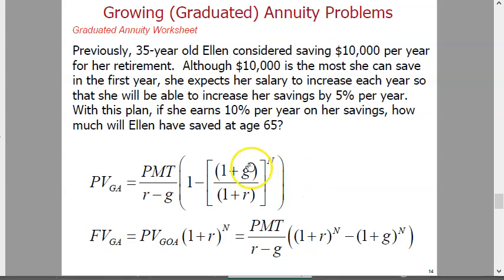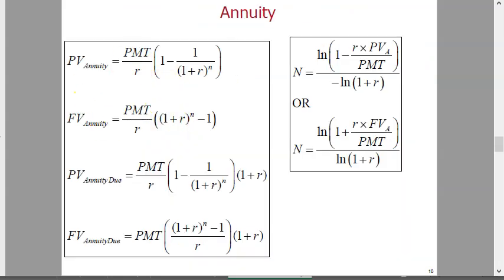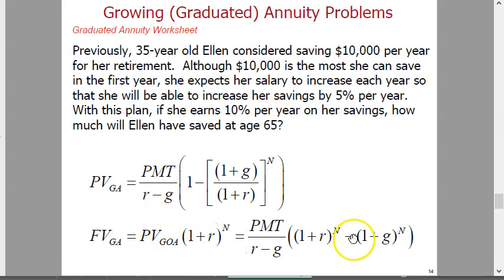To solve this problem, unlike the annuities which we have seen before, where we have annuity functions in Excel and also these annuity formulas, for graduated annuities there is no direct Excel function. So we have to extend this annuity formula, and then we derive the graduated annuity formula.